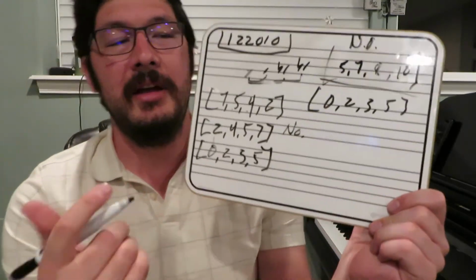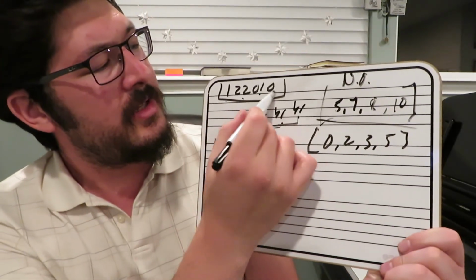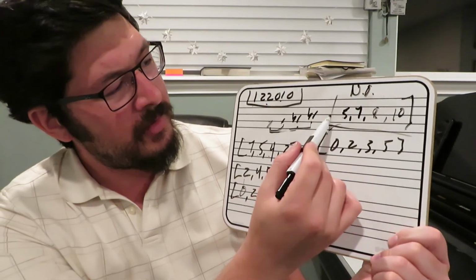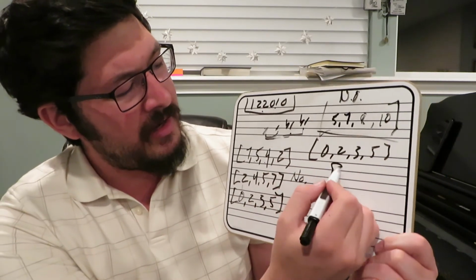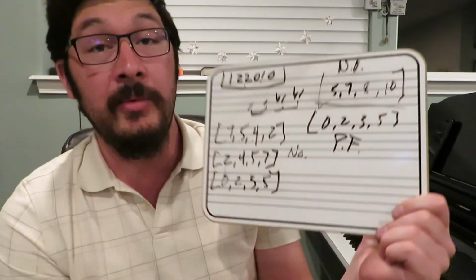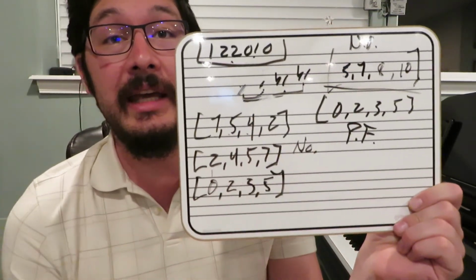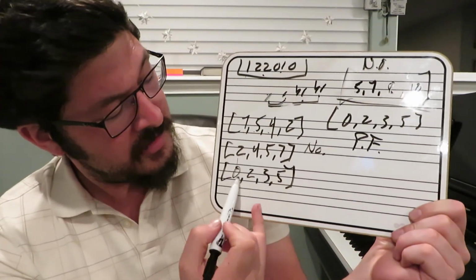Let's look up the Forte number. So we know that the interval vector is 1, 2, 2, 0, 1, 0. We know that the normal order is 5, 7, 8, 10, and the prime form, regardless of whether we invert it or not, is 0, 2, 3, 5. Let's look up the Forte number. It's a tetrachord, right? So 4.